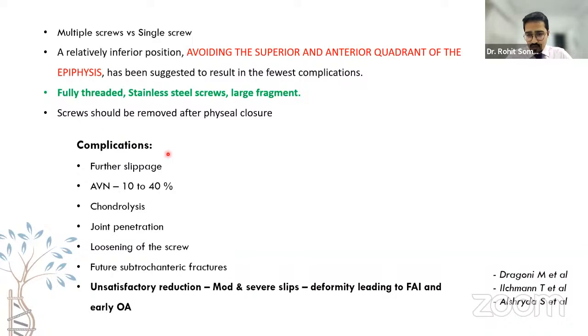Complications of percutaneous pinning: there are chances of further slippage. AVN was reported in around 10 to 40% of patients. Chondrolysis when we penetrated the joint, loosening or backing out of the screw, and a future subtrochanteric fracture. And very commonly noticed, as reported by Alsterida et al., was an unsatisfactory reduction in moderate to severe slips, which led to a hump deformity in the upper part of the femur, which led to FAI and early OA. This is what we've been understanding in the past decade about it.